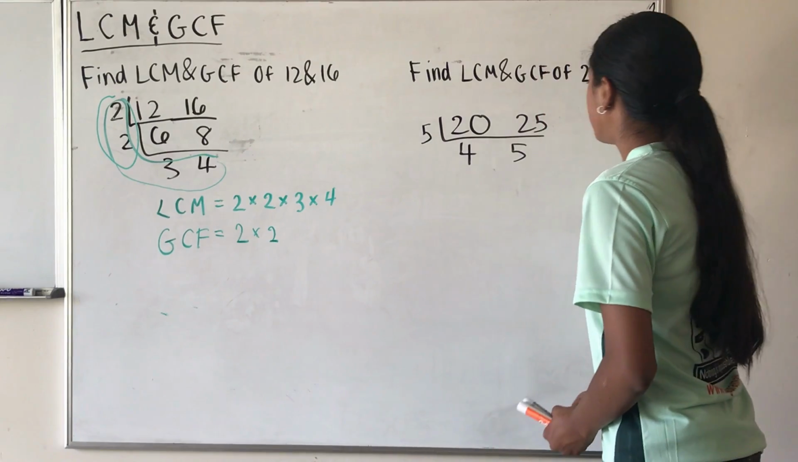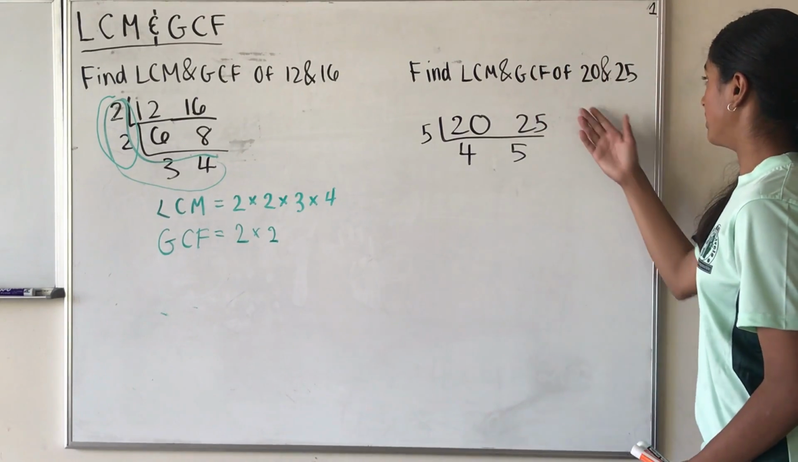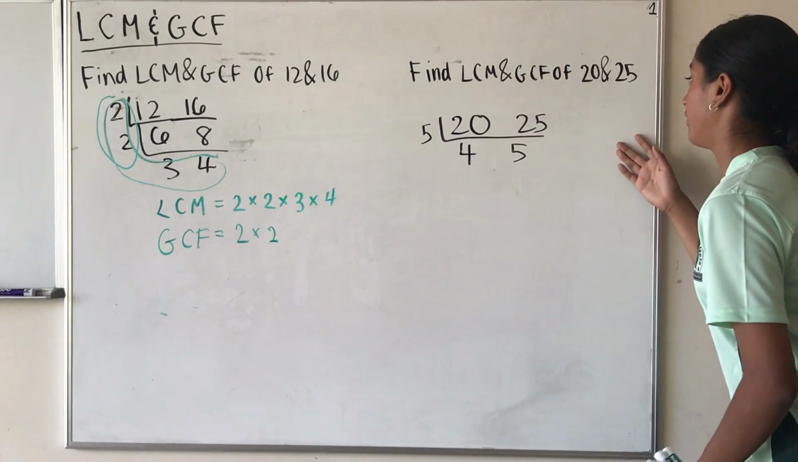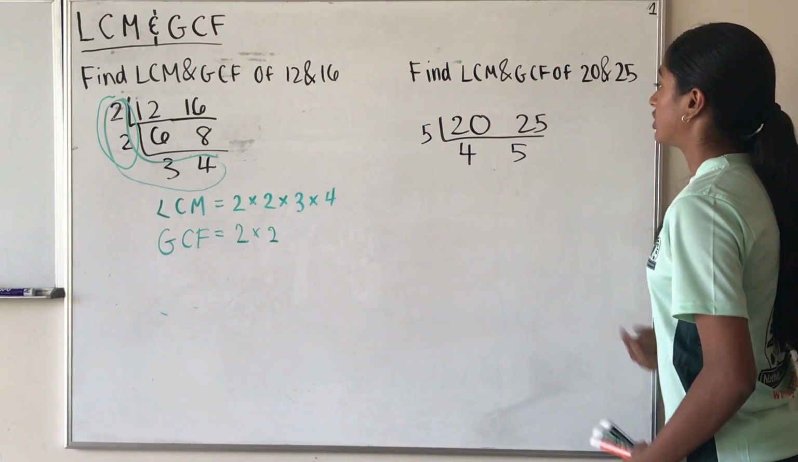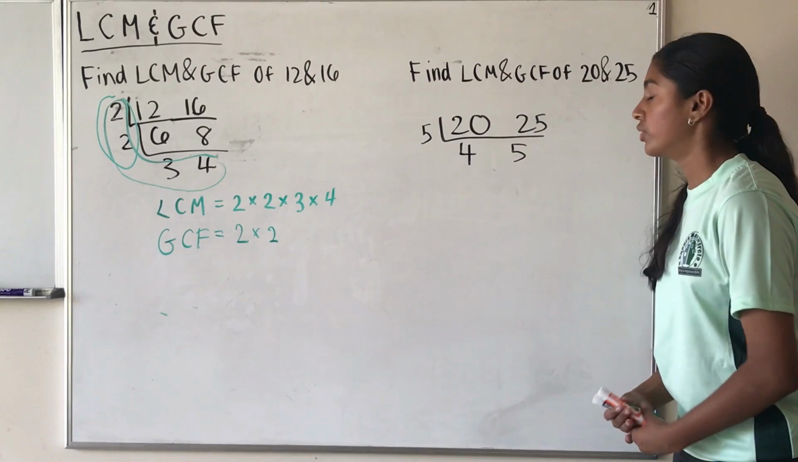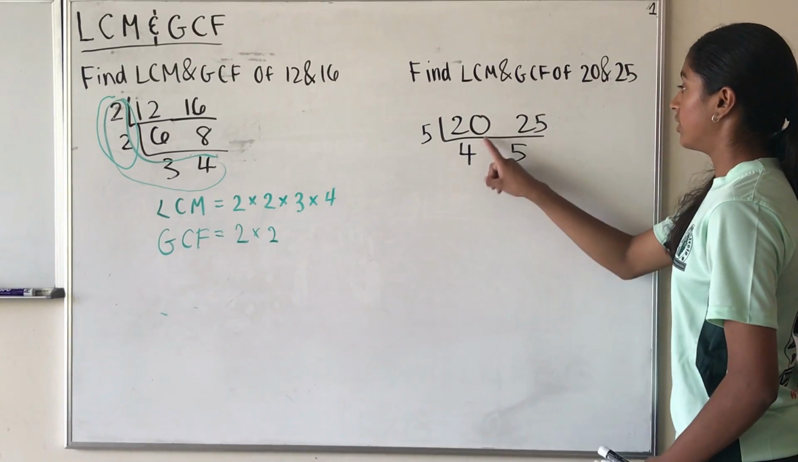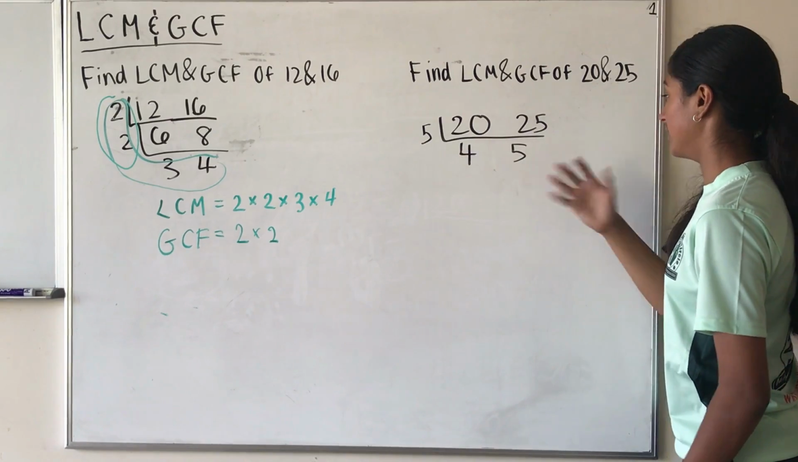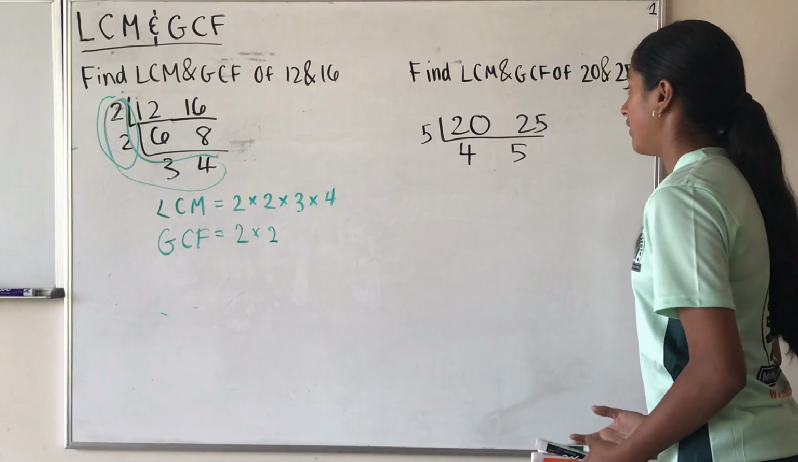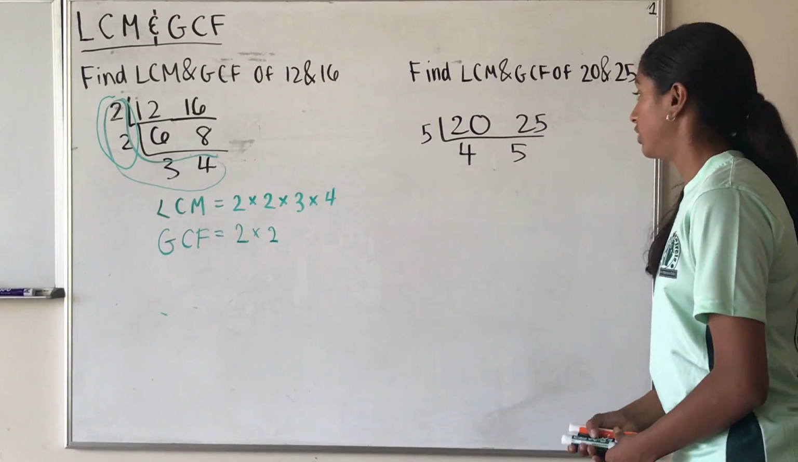Okay. In this example, you need to find the LCM and GCF of 20 and 25. So you write out 20 and 25 and you do the L. And the smallest prime number that's common between 20 and 25 is 5. So 20 divided by 5 is 4, and 25 divided by 5 is 5. 4 and 5 don't have any more prime numbers in common, so you're done.